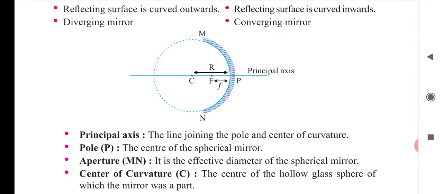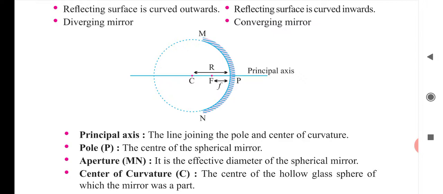Next is aperture. I already said MN is the aperture. So what is aperture? It is the effective diameter of the spherical mirror. The effective diameter of the spherical mirror, we call it MN. In this chapter we will be discussing small apertures. We will not consider the diameter wholly, only the small apertures. So mainly, aperture is the effective diameter of a spherical mirror.